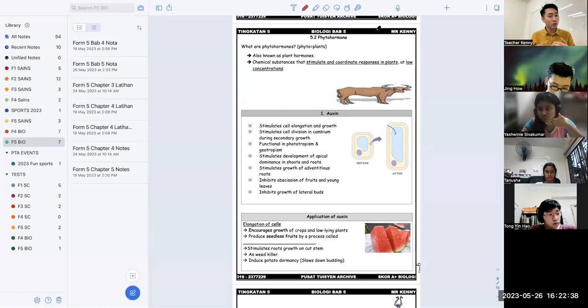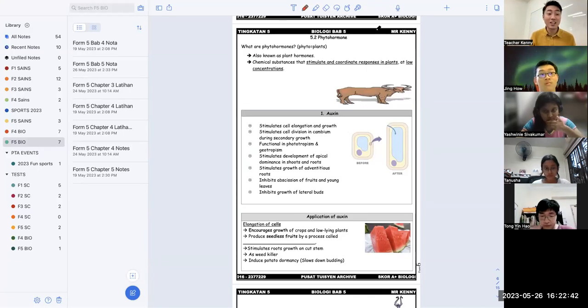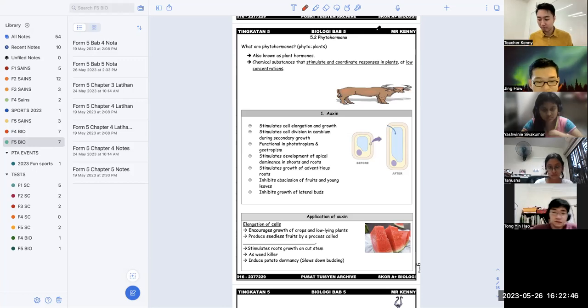Can you list down all the hormones in humans? I want you to type for everyone to see. List down as many hormones as you can remember. Go.